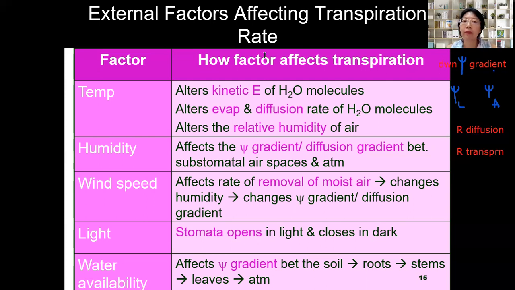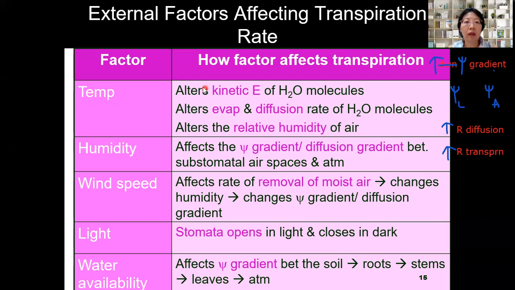also becomes higher. Okay, so when there's a steeper water potential gradient between these two locations, there'll be a higher rate of diffusion of water vapor, and a higher rate of transpiration. So all the factors here you can explain using this theory on the right-hand side. All of them can. So you try to explain all of them using this theory here. Okay? So now let's start. In the first case, temperature. So the first factor is temperature.